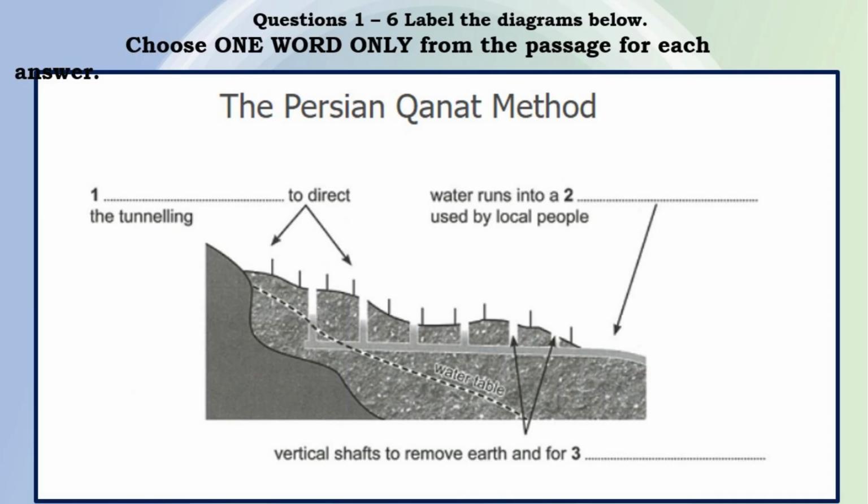The second one says water runs into a dash used by local people. So essentially it is something used by people. Also, if you observe, you will see the article a before the blank space, which tells us that it is a noun. Let us take a guess and say it's a pond. Now the third question says vertical shafts to remove earth and for dash. Earth is a noun, so the other blank connected by the conjunction and is most probably a noun. You also learn by looking at the picture that shafts are vertical passages dug into the earth.